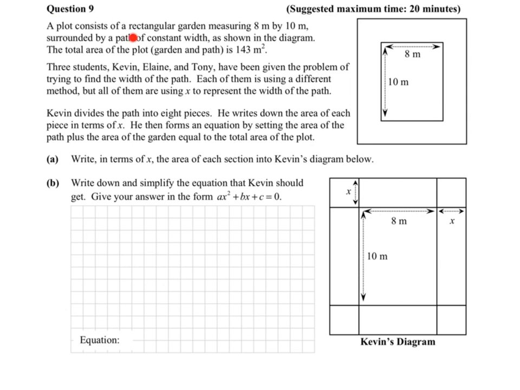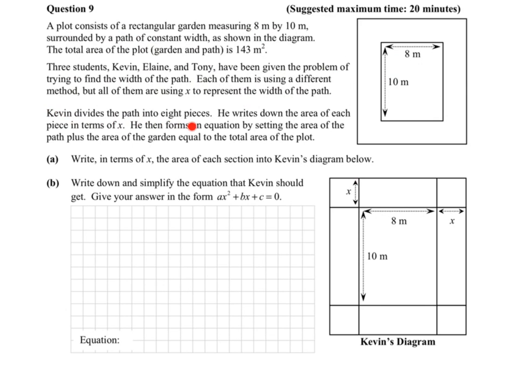A plot consists of a rectangular garden measuring 8 meters by 10 meters, surrounded by a path of constant width, as shown in the diagram. So 8 by 10, and there's your path of constant width. The total area of the plot, garden and path, is 143 meters squared. Three students, Kevin, Elaine and Tony, have been given the problem of trying to find the width of the path. Each of them is using a different method, but all of them are using x to represent the width of the path. So you can see here, x is the width of the path.